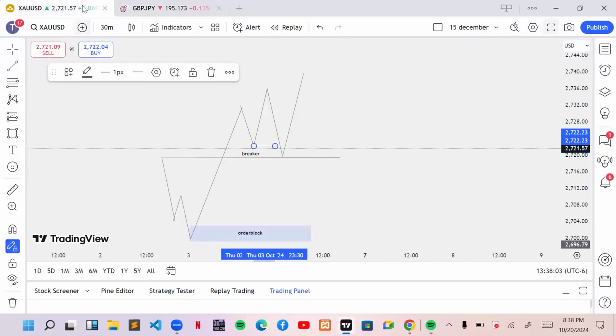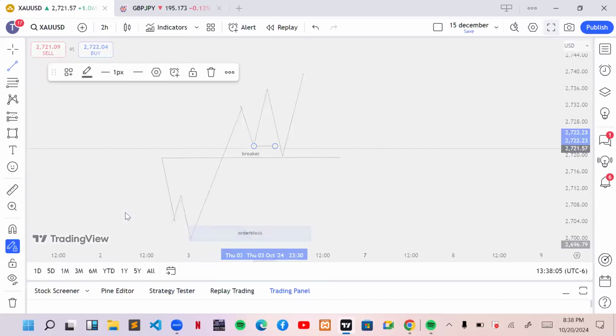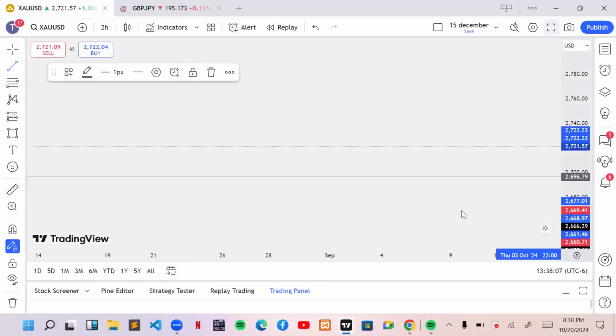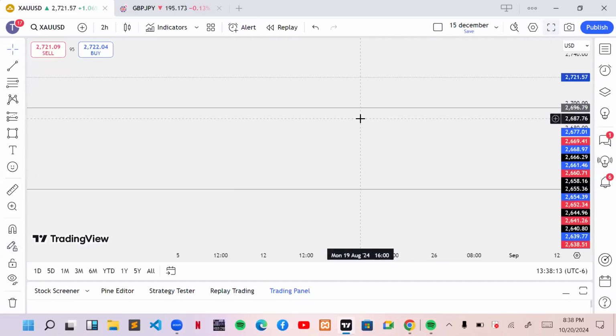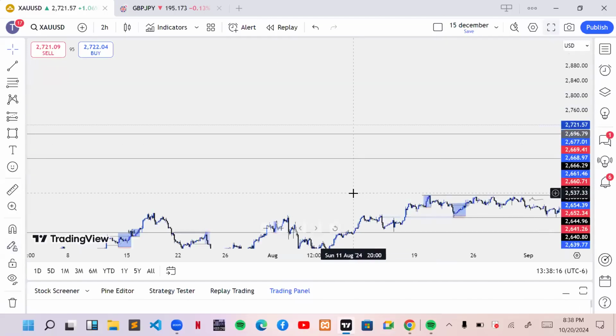I want to go to gold, I think on 1 hour time frame. I think breaker block entries will be here. I don't see, I will look for the old charts.